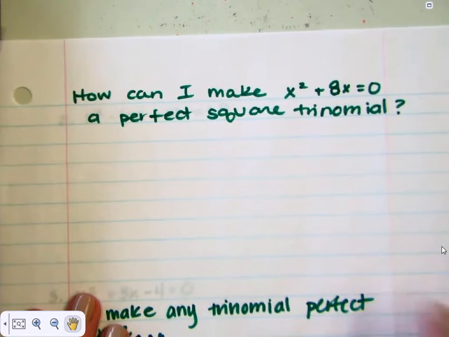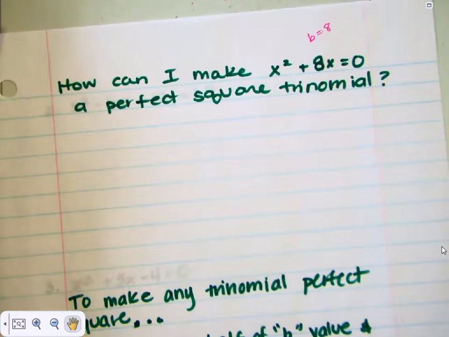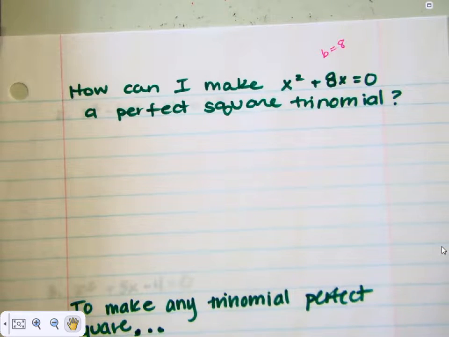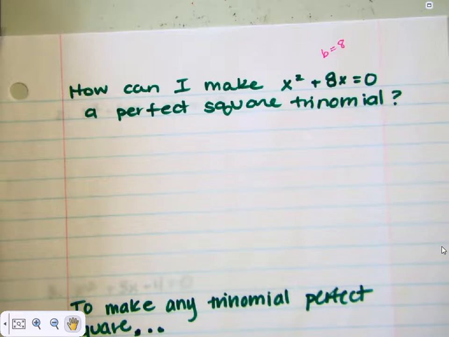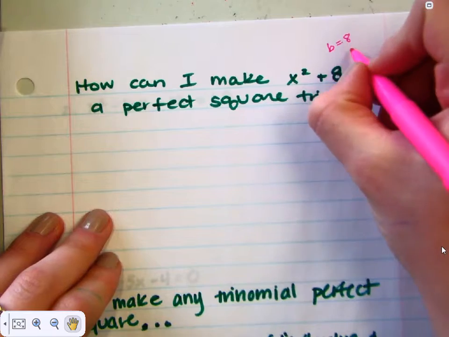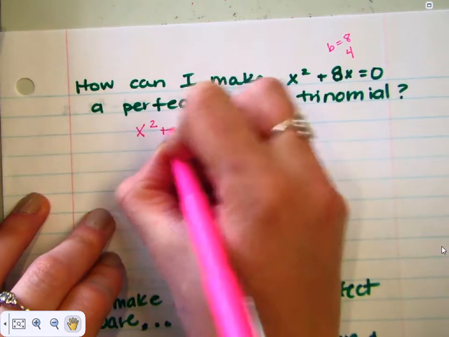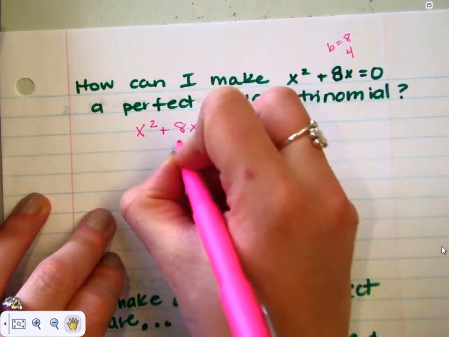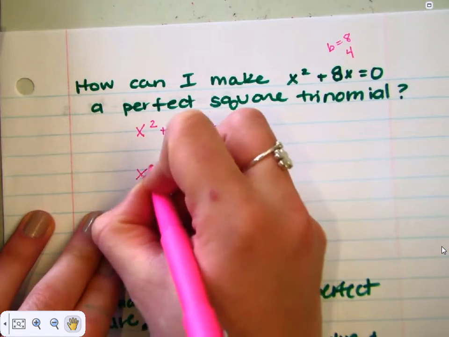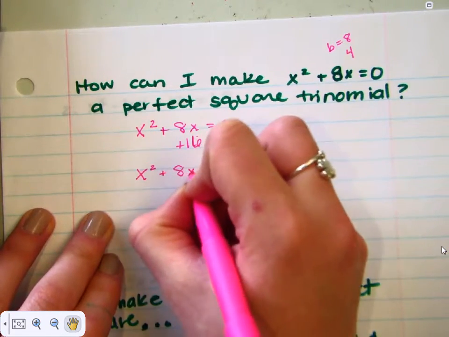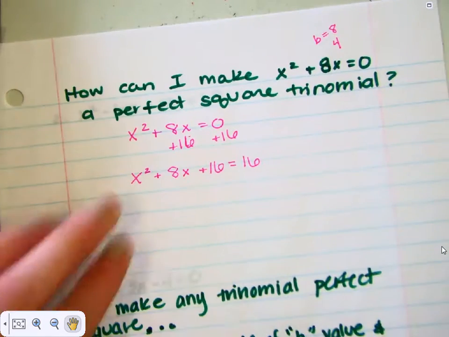Okay, so if you notice, my B value is 8. If I can take half and then multiply those factors by each other, I can get the perfect square C value there. So half of 8 is actually 4, and 4 squared is 16. So I can take this equation and add 16 to both sides, so that way I can make this trinomial a perfect square on this side.